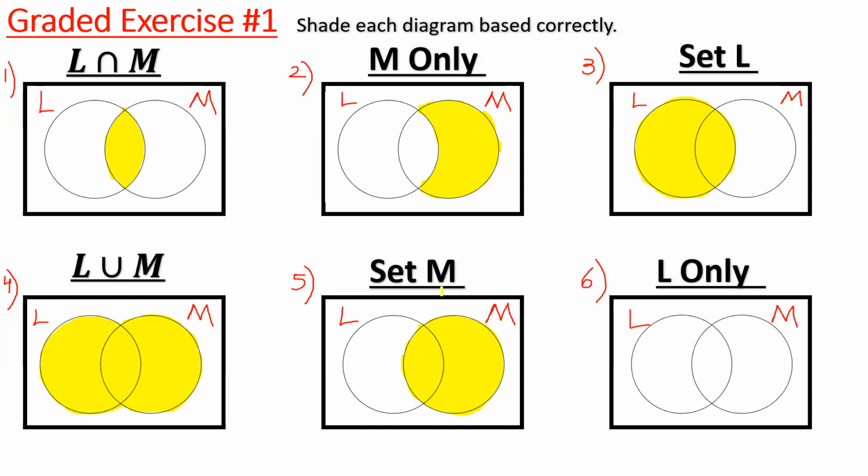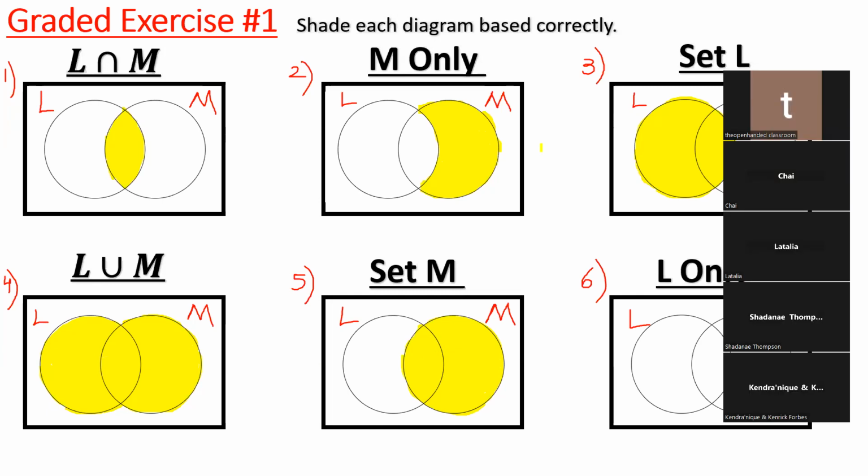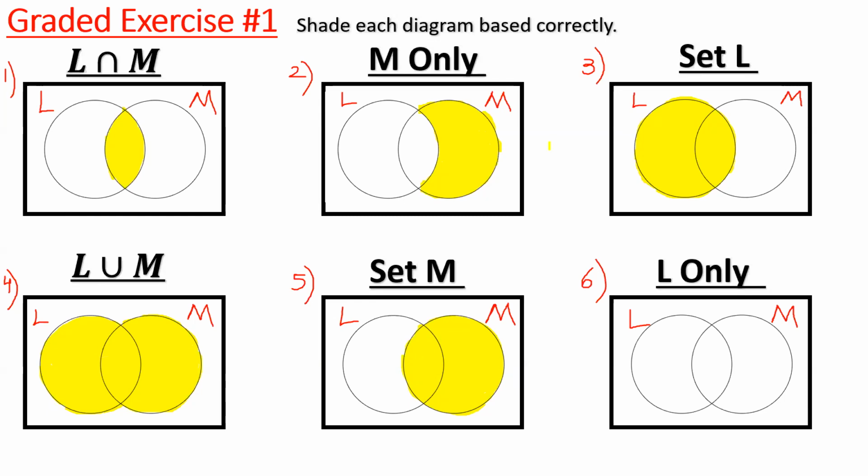All right. And last and final one. Anyone for number 6? Kendrick, I want someone else to go. Thank you, though. Go ahead, China. You only shade in the L part. It's not including the intersection. Very good. You only shade the L part and you do not include the intersection. So no intersection is included in this.